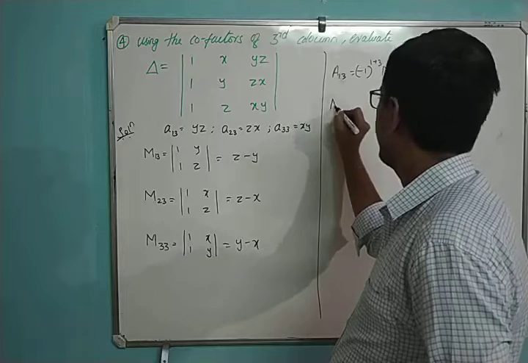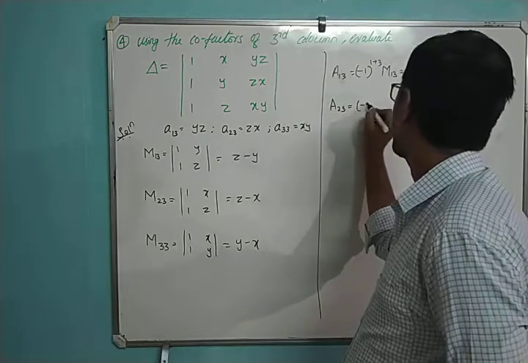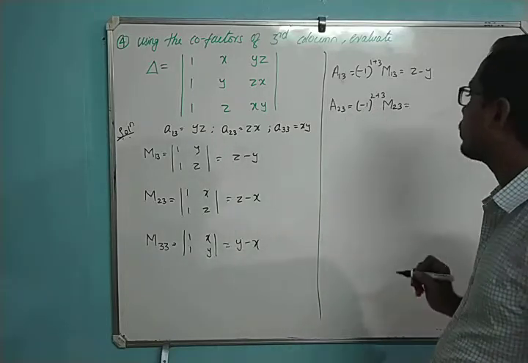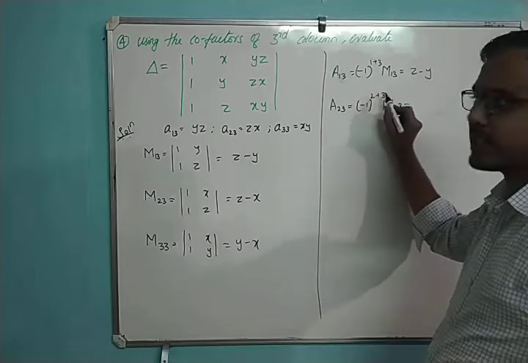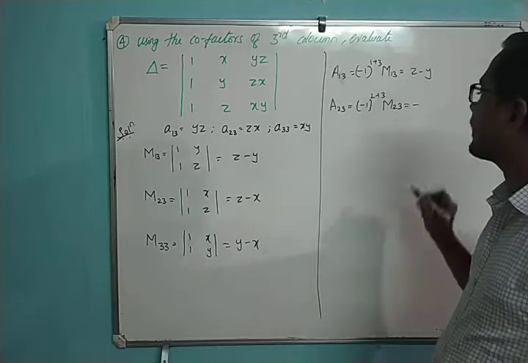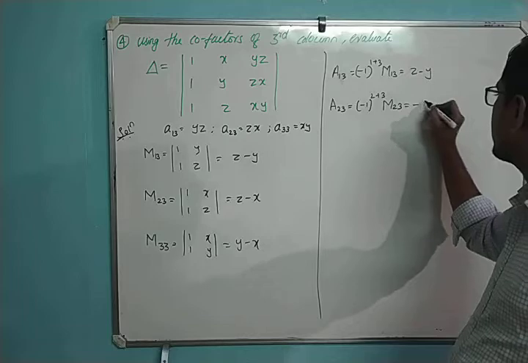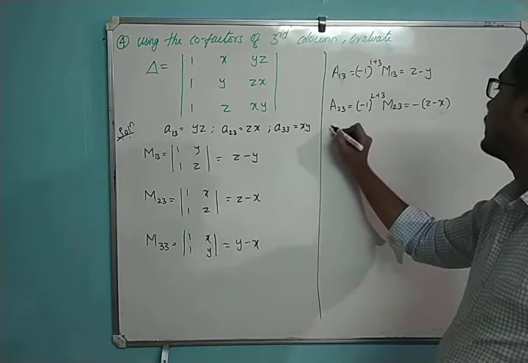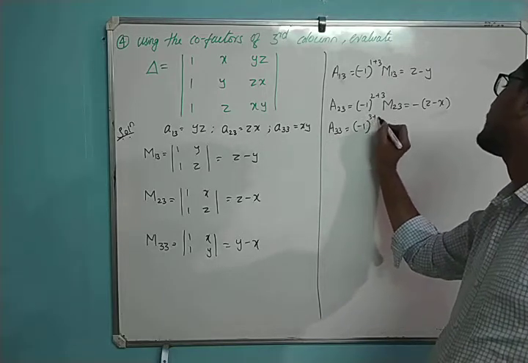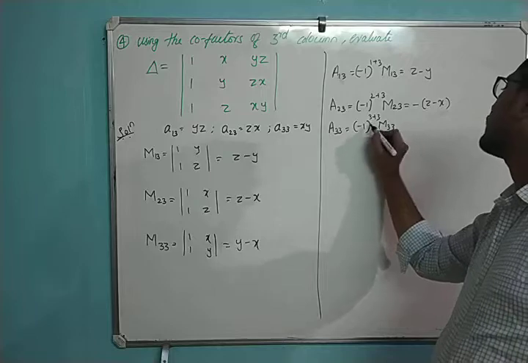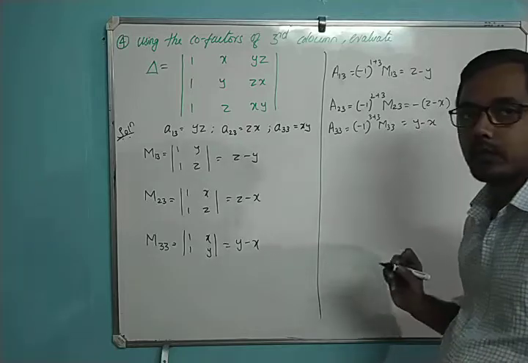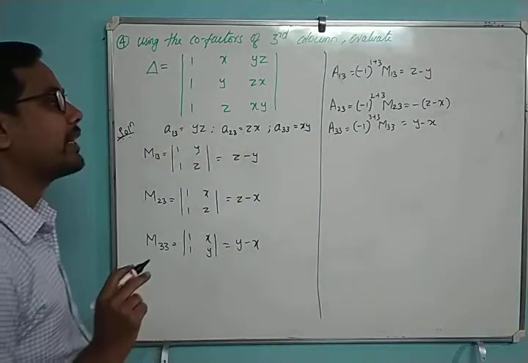Then A23, so minus 1 to the power 2 plus 3 into M23. 2 plus 3 is 5, which is odd. Minus 1 to the power 5 is minus 1. So keep minus. M23 is how much? z minus x. Right? Similarly, A33 is minus 1 to the power 3 plus 3 into M33. So this becomes plus 1, so leave it. M33 is y minus x. Alright. So these are the values of A13, A23 and A33.